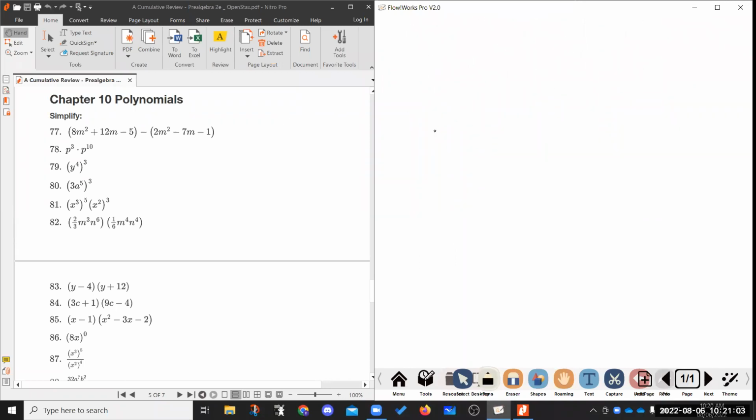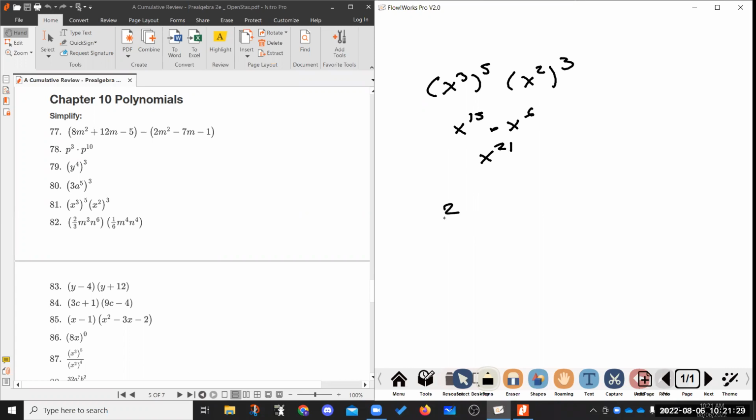Moving right along now to number 81, I have x to the third raised to the fifth, times x squared raised to the third. So we're going to do our multiplication before we do our addition. This is going to be x to the 15th times x to the 6th. And when I add 15 and 6, I get 21.